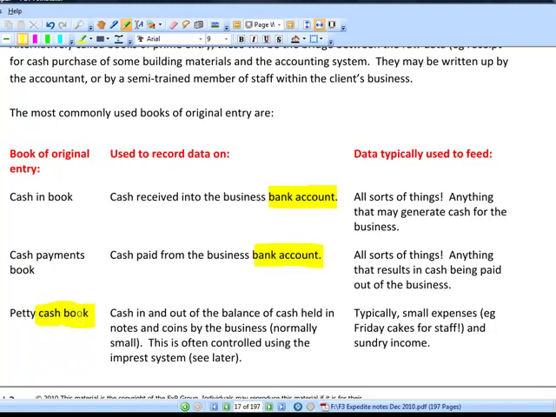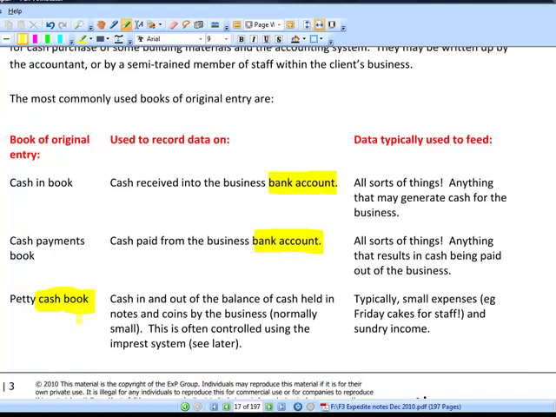So, for example, small expenses in your average office. If you're lucky enough to work somewhere where the tradition is that the company pays for buns and cakes on a Friday, then that would go through the petty cash book. Once again, what a petty cash book will do is say this is where the notes and coins money came from, and this is where it went to.